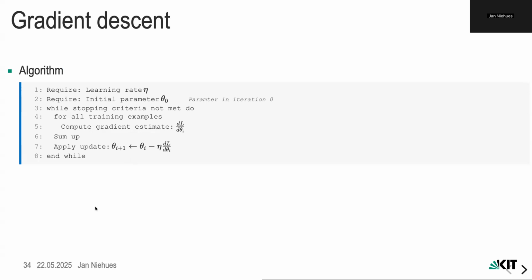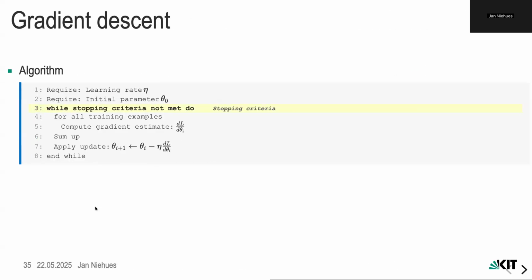Since you're going in the direction of your gradient, you're hopefully going down and will end up in some local minimum. So this is the overall idea, but there are now several points where there are hyperparameters or design decisions, and these we want to look into for the rest of today's lecture.